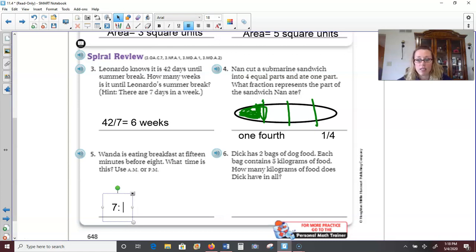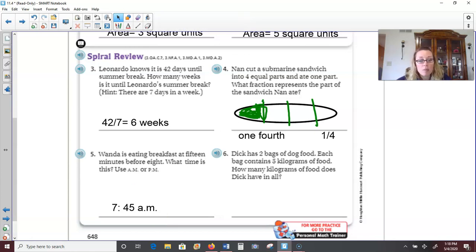And she's usually checking in with me at about this time each morning. The 9 represents 45. So it would be about 7:45. Now, is it a.m. or p.m.? If she's eating breakfast, we would say a.m.